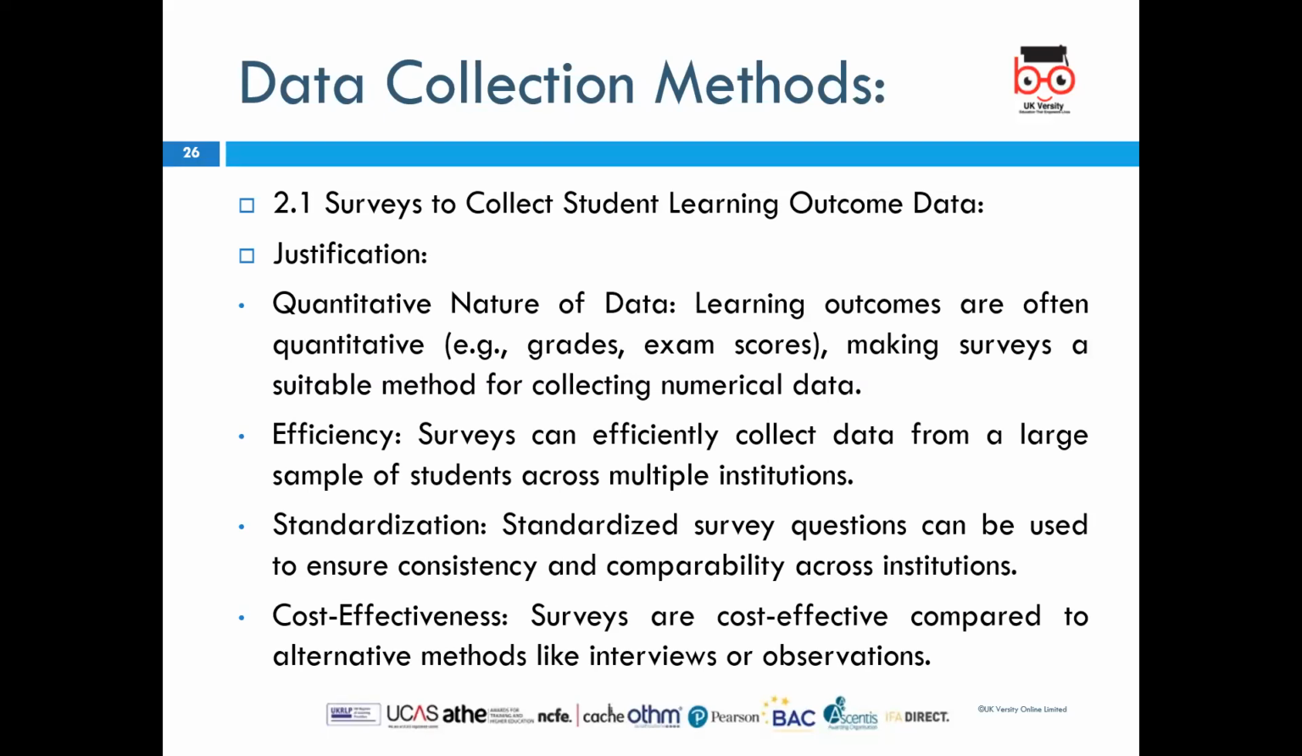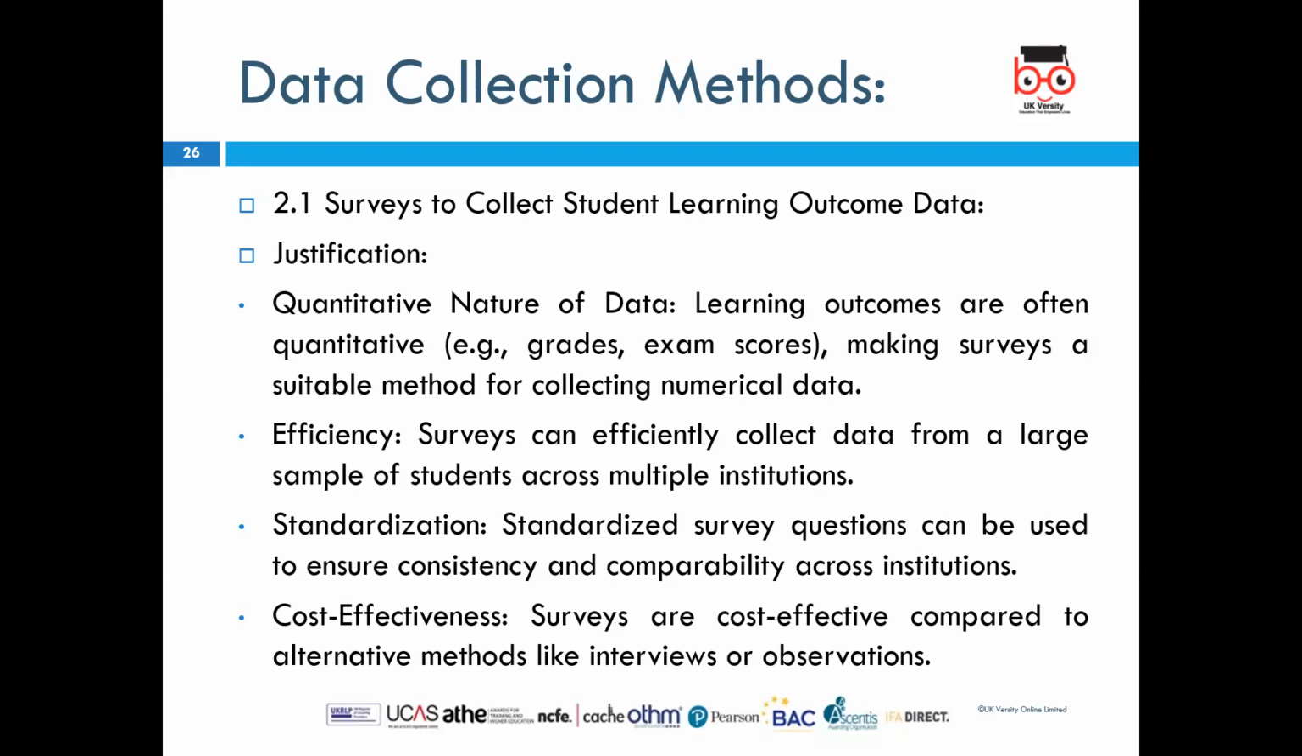Then you have data collection methods, which means that you can use surveys to collect student learning outcome data. The quantitative nature of data can be established by using a survey questionnaire. Surveys can effectively and efficiently collect data from a large sample of students across multiple institutions. Since you are restricting your research boundary to universities in the UK, a survey questionnaire will be very helpful for collecting data from educational institutes based in the UK.